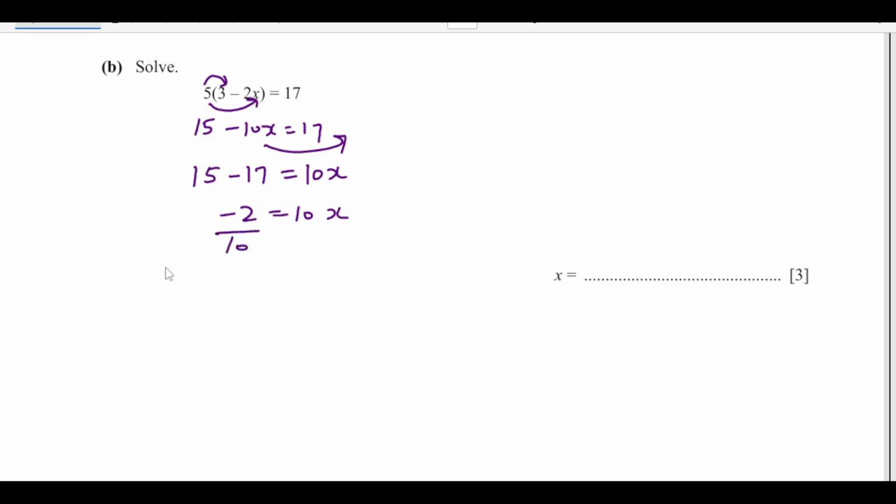So, divide by 10 and divide by 10. So, we have x is equal to minus 1 over 5. So, the value of x is minus 1 over 5, right.